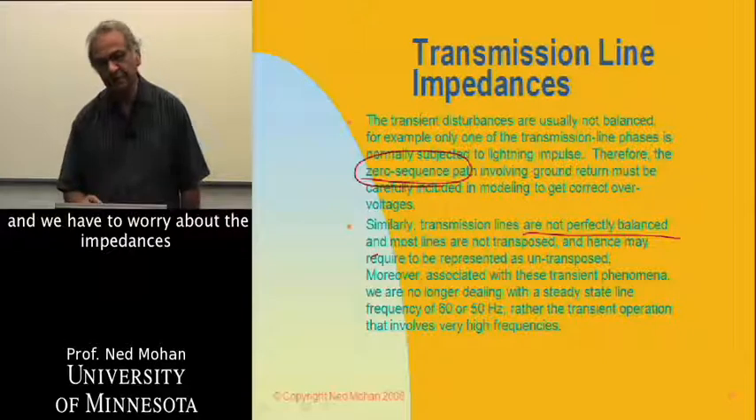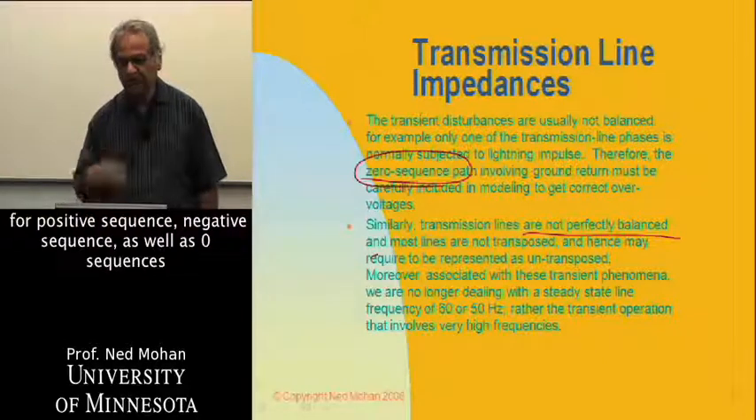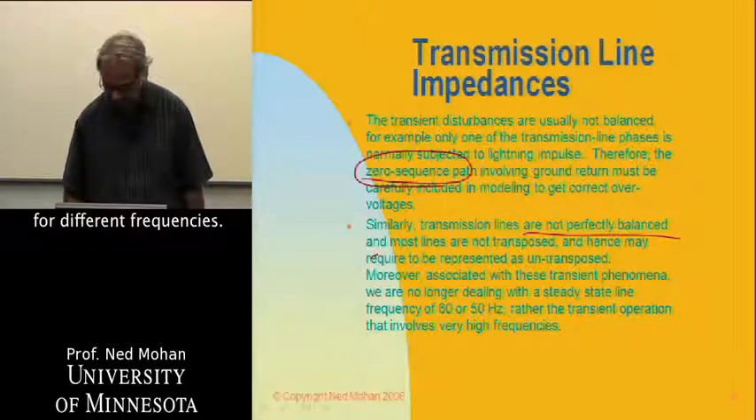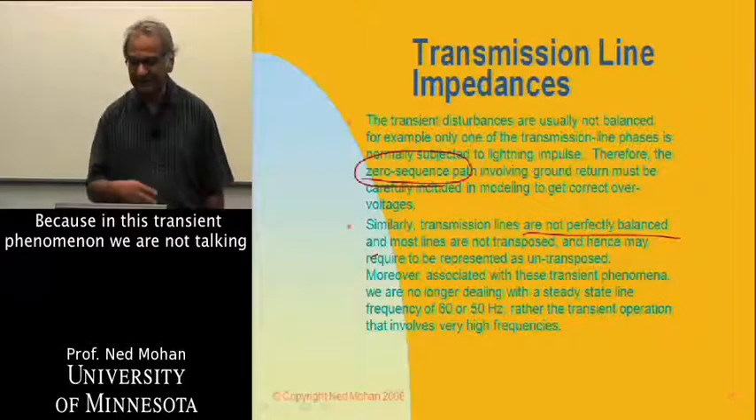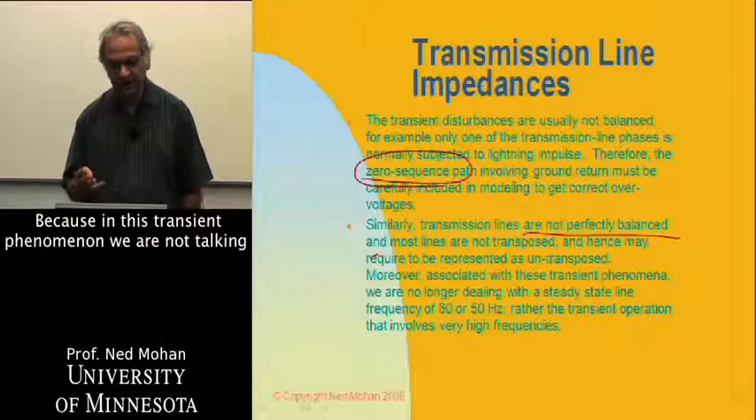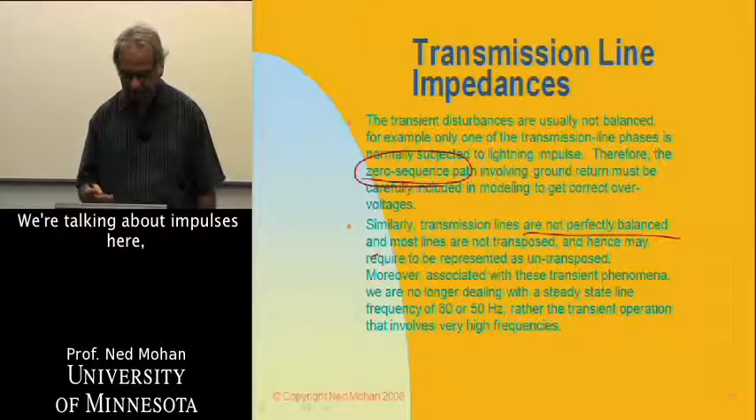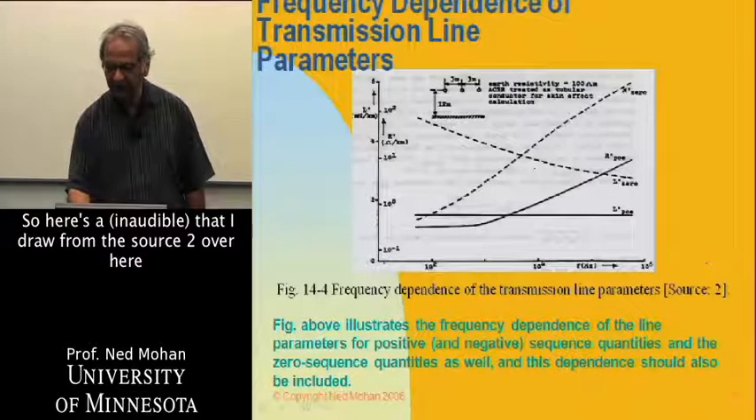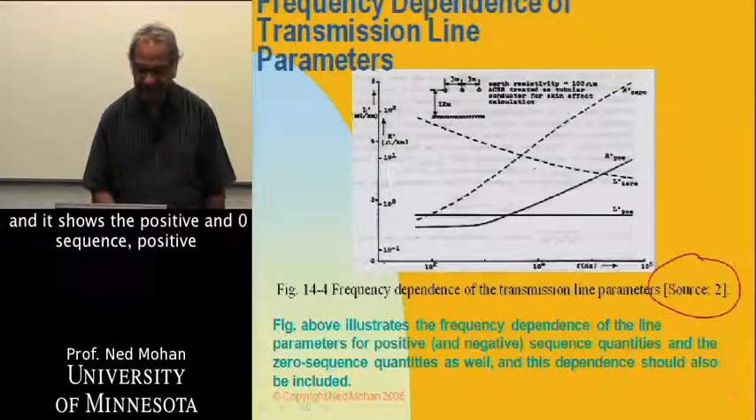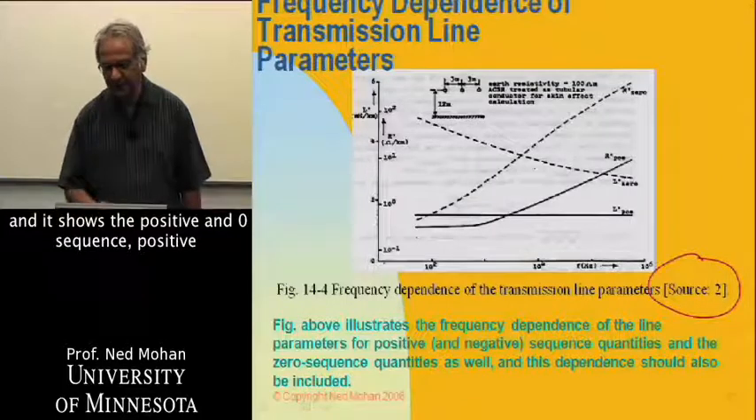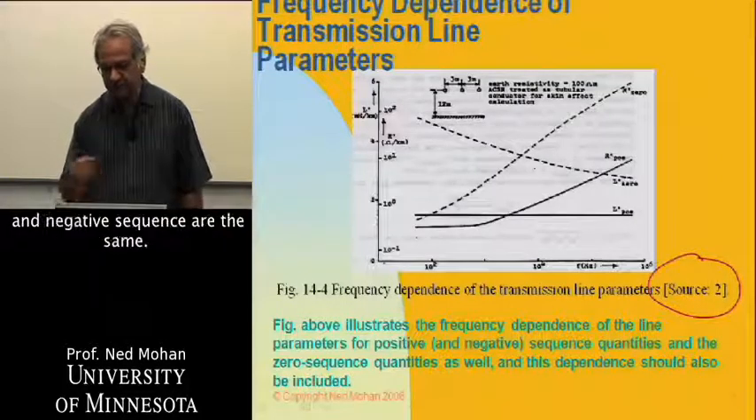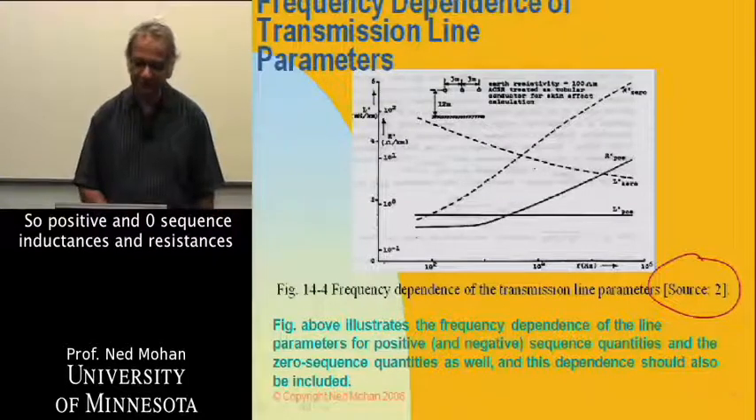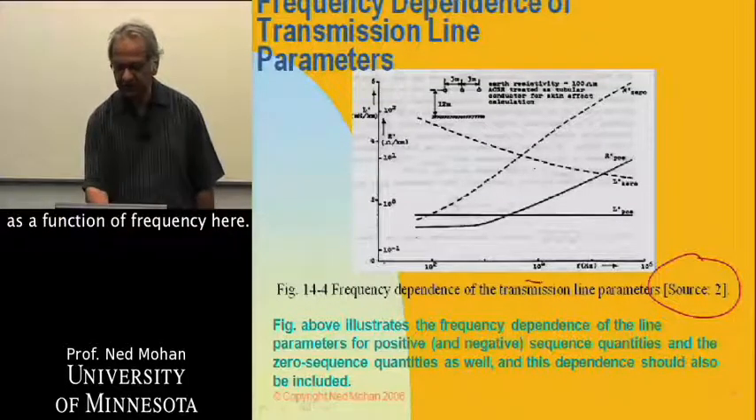We have to worry about the impedances for positive sequence, negative sequence, as well as zero sequence for different frequencies. Because in this transient phenomena, we are not talking about 60 hertz. We are talking about impulses here, which contain all kinds of frequencies. So here's a plot that I got from source 2, and it shows the positive and zero sequence. Positive and negative sequence are the same. So positive and zero sequence inductances and resistances as a function of frequency.